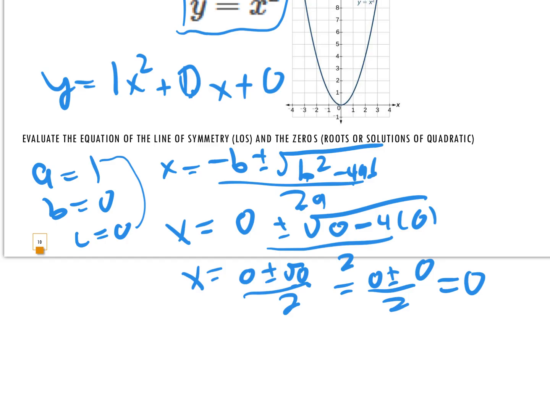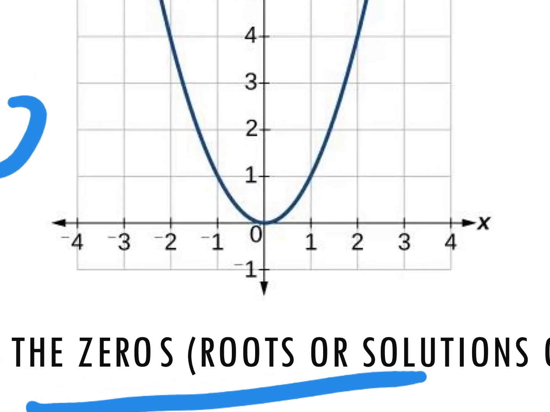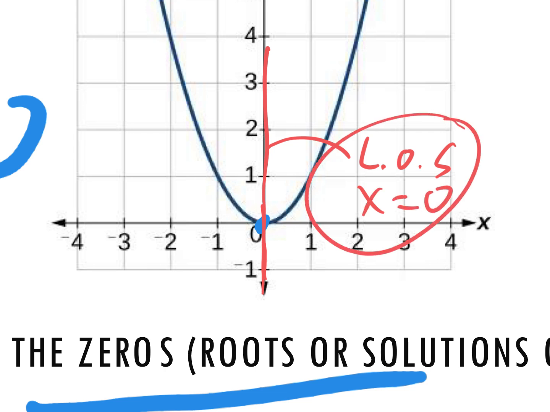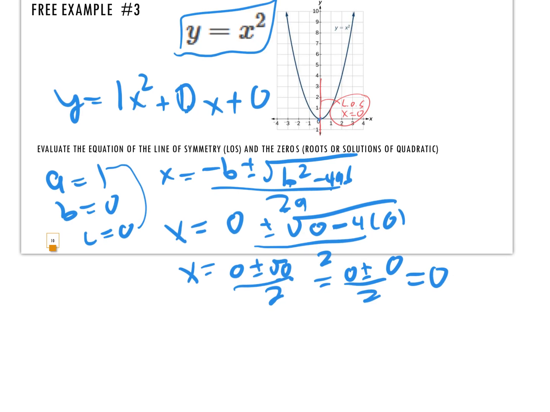Take a look. Da-da! That's the solution, the same place as the vertex. It sits there. And also, this is my line of symmetry, x equals 0. So I'm done. I got that one. And I found out that the only solution is x equals 0. That's the only solution.